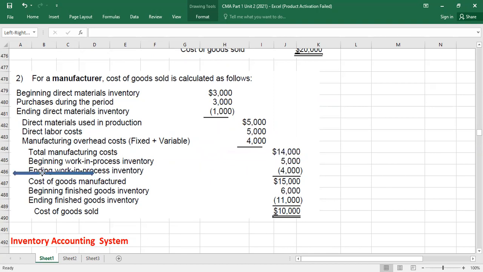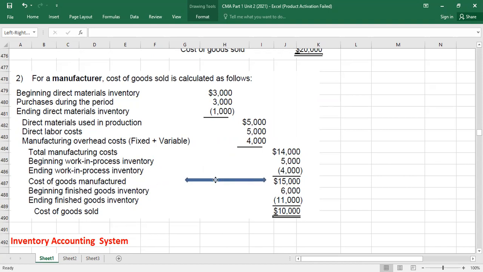Now you will adjust your work in process. So you will add your beginning work in process inventory, for example 5000, you can see here. And then you will subtract ending work in process inventory, for example 4000 here, you can see here. And this will give you cost of goods manufactured, which is 15,000.